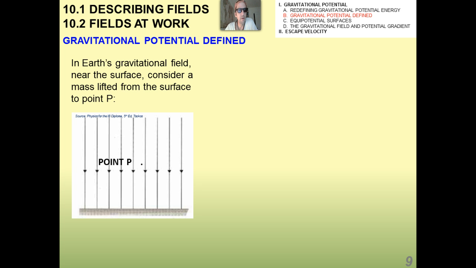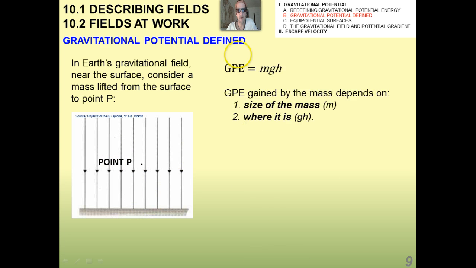In Earth's gravitational field near the surface, consider a mass at a point P, lifted from the surface to a particular height. Now, the gravitational potential energy, assuming that h is not very great, is equal to mgh, where I'm defining h equals 0 to be the surface of the Earth. The gravitational potential energy gained by the mass depends on two different things. Number one, the size of the mass, which is quantified by the variable m. Number two, where it is, which is quantified by g times h.